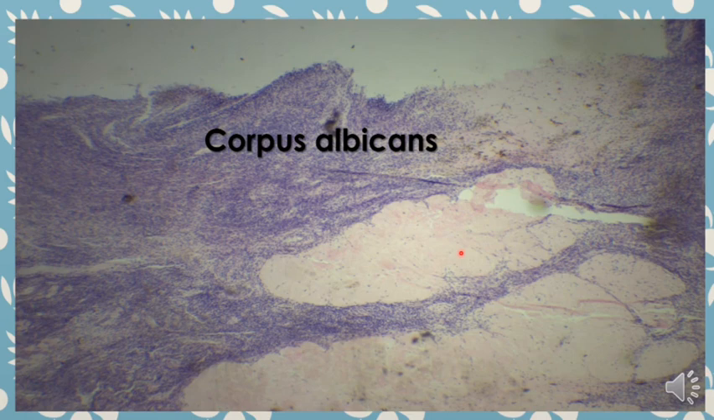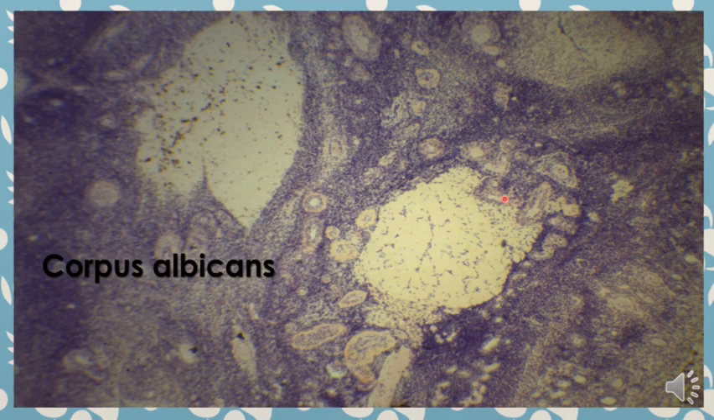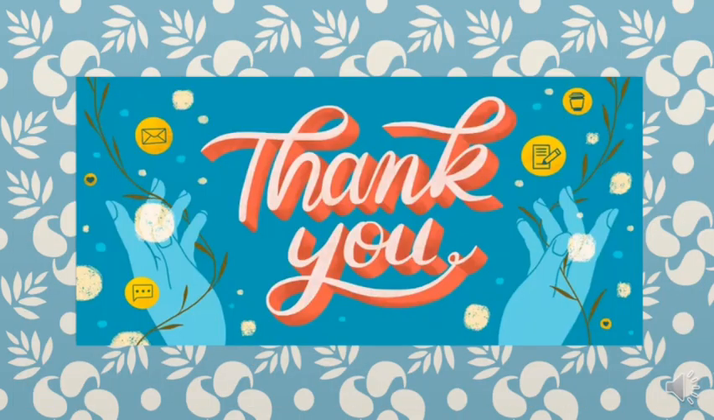If no fertilization and implantation occurs, the corpus luteum degenerates at the 9th day and forms a connective tissue scar. This scar of connective tissue is called the corpus albicans. You can see this is the corpus albicans consisting of the connective tissue scar. Thank you.